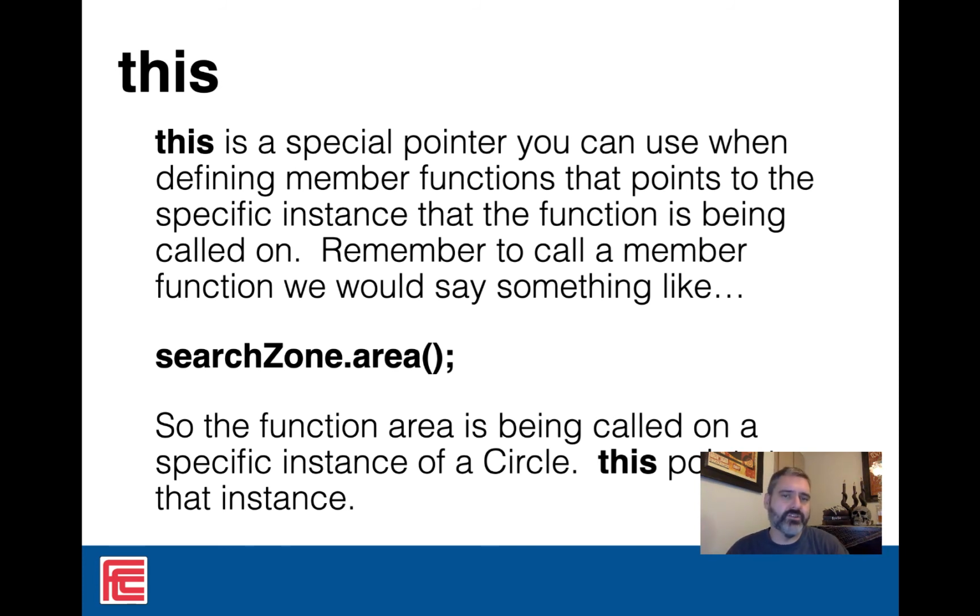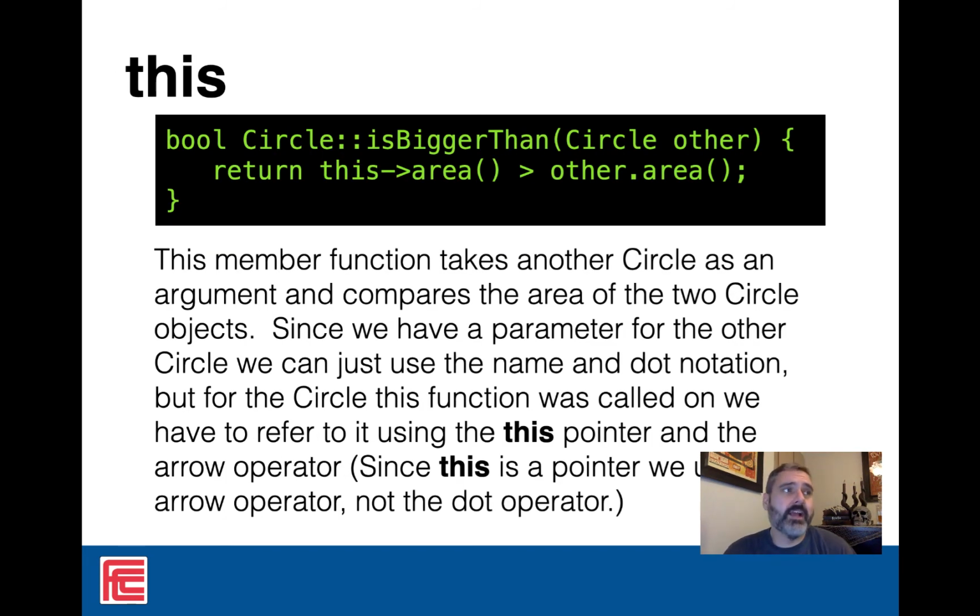So here where I say searchZone.area, when I say this, this is a pointer to the object called searchZone, right? It points to whatever object is to the left of the dot when you called that function. But when I'm defining the function, I can be super generic. I just know, hey, whatever object you called this function on, I want to do this thing to it. So here, because area is a function, I have to find some way of actually getting to the function. I can't just say area with two parentheses. I need to have an object to the left.